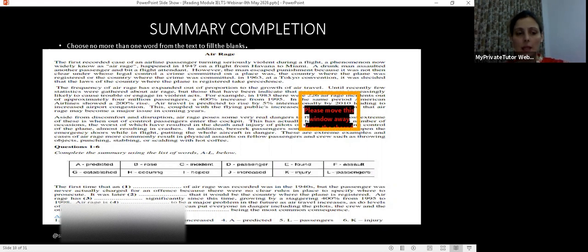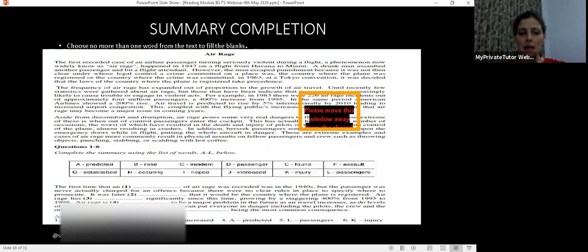We have to locate it. The first time that a dash of an air rage was recorded was in the 1940s. Over there, the case. Yes, the very first line: the first recorded case of an airline passenger turning seriously violent. But they have given the words also. They are the paraphrased words, very similar words. You have to fix it. Put it over there. So the incident seems to be the most suitable word for this blank.